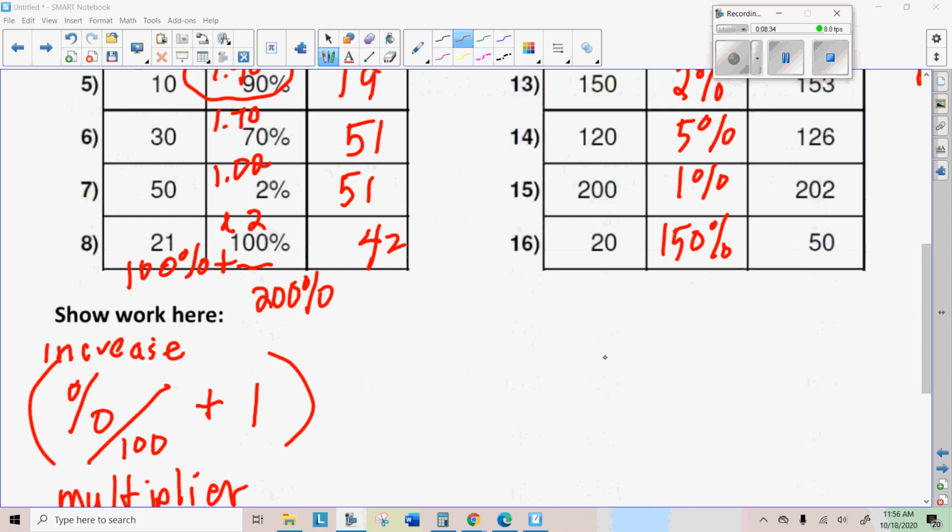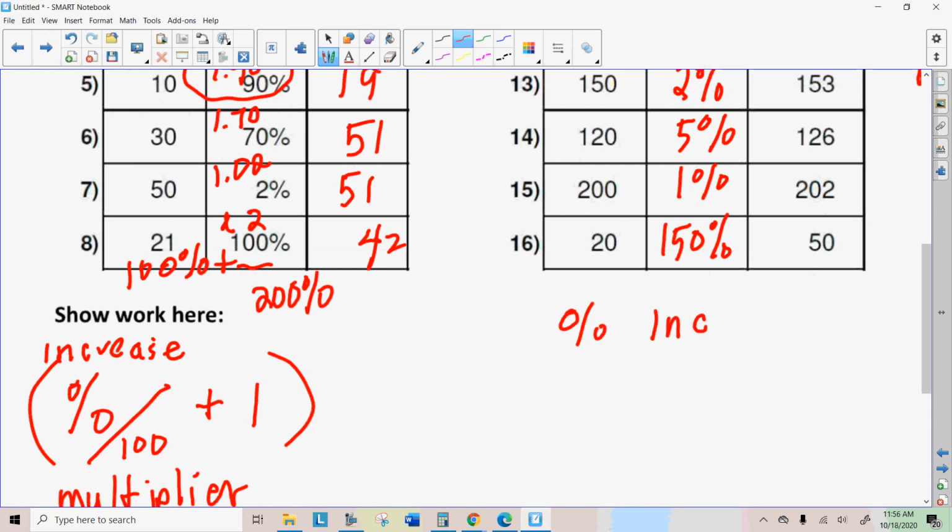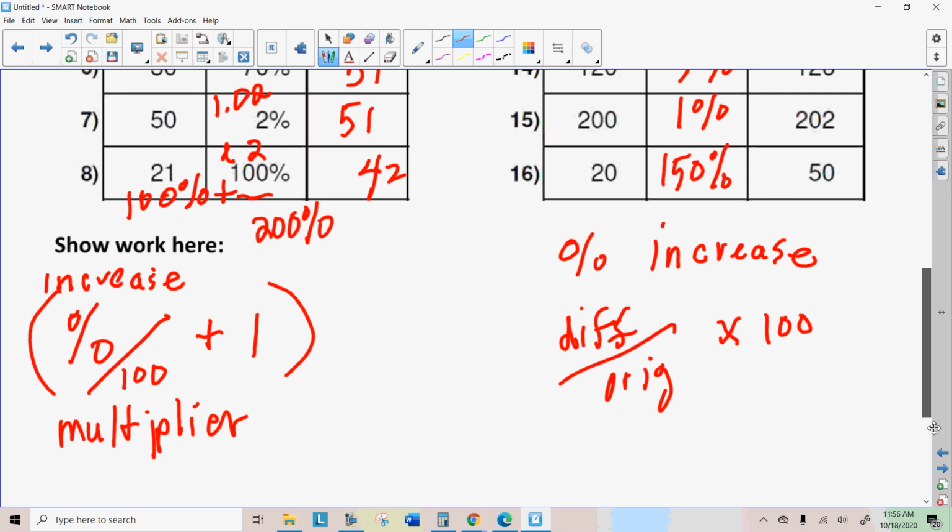All right, let's review that real quick. To find the percent increase, all we did was find the difference between them, and we divided by the original. And then we just changed that decimal into a percent. So we could say multiply by 100 to get that.